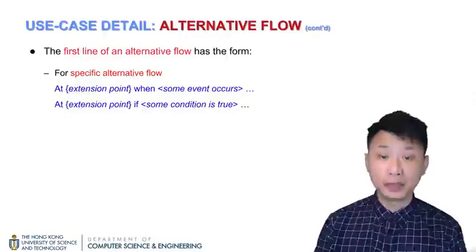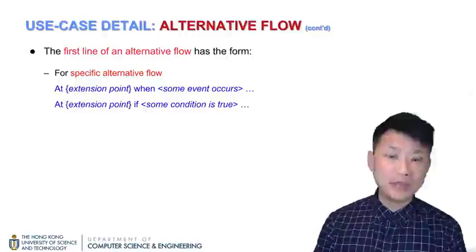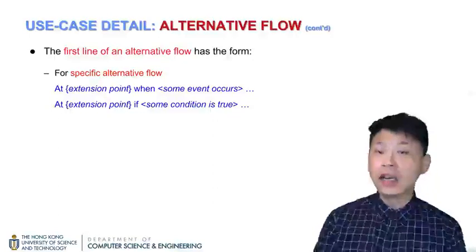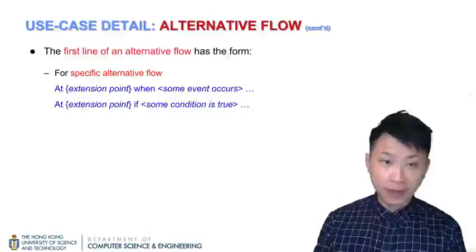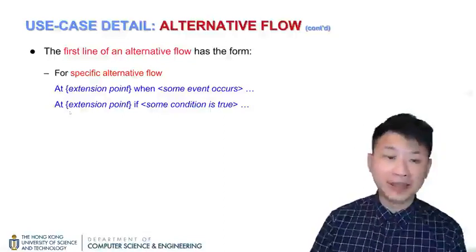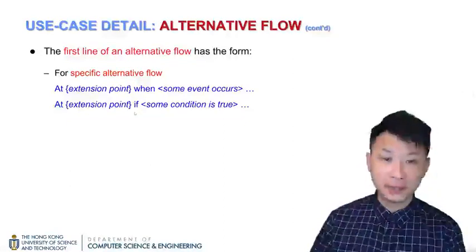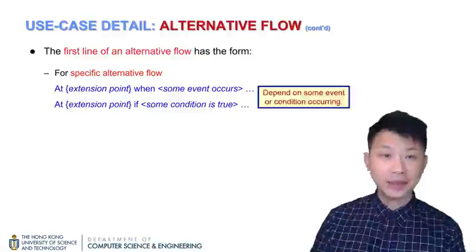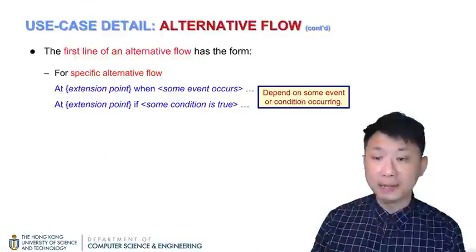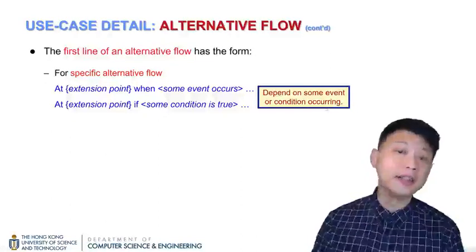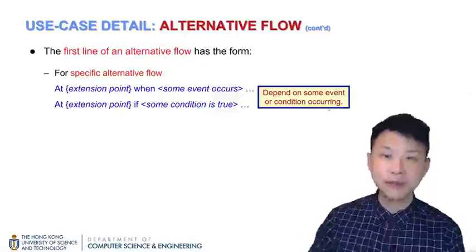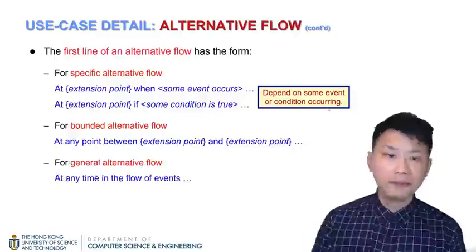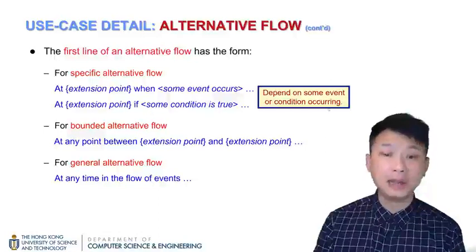The first line of an alternative flow has the following forms. For a specific alternative flow, we say that at some extension point, at some location within the use case specification, when something happens, we do something. Or at a particular extension point, if something happens, we do something. This is how we define a specific alternative flow at a specific location, and notice that it depends on some event or condition occurring within the use case specification. For a bounded alternative flow, it can happen at any point between two extension points. And for a general alternative flow, it can happen at any time in the flow of events.